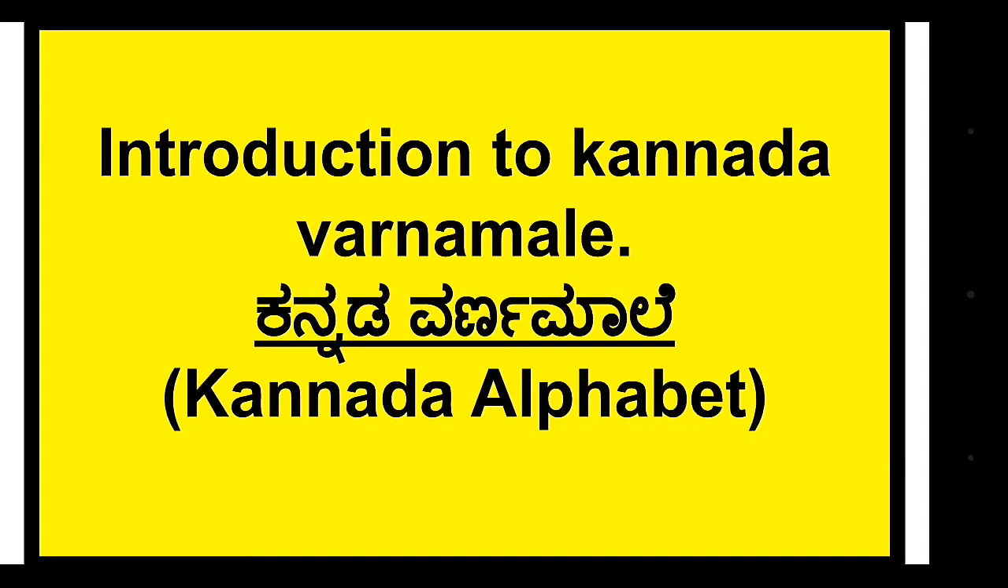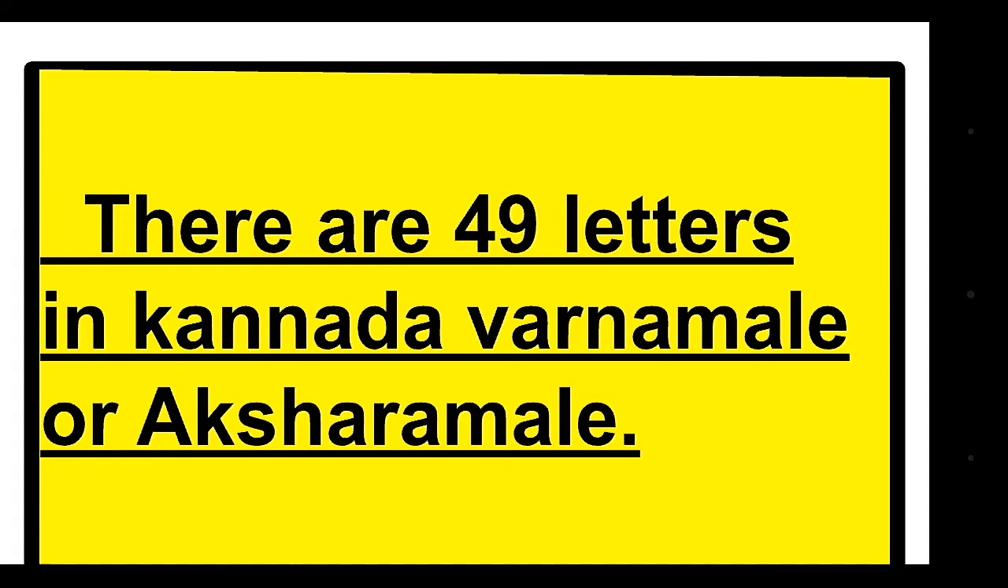In the beginning there were 52 letters in the Kannada alphabet, but later on, due to infrequent use of 3 letters, these 3 letters have been deleted from the Kannada alphabet. So at present there are 49 letters in the Kannada alphabet. These 49 letters together are said to be Kannada Varnamale or Aksharamale.